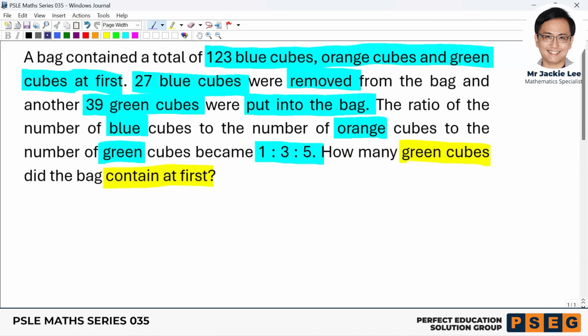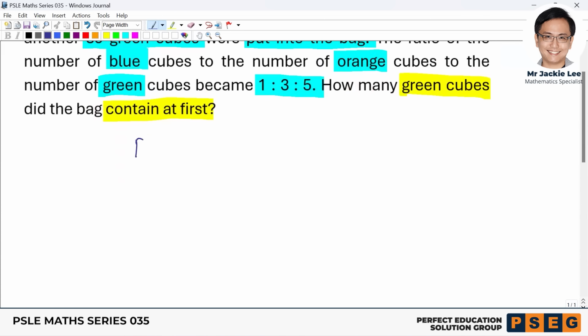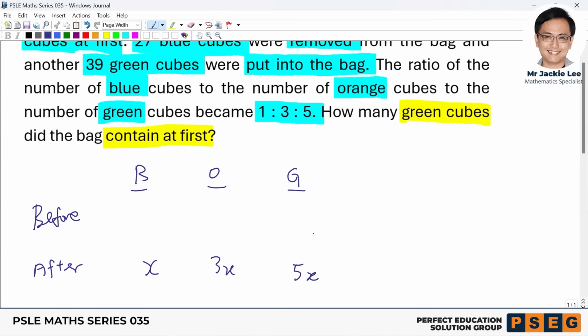Okay, I think this is a before and after kind of scenario. So blue, orange, and green. So before, after. Actually, we can start with the after first because 1 to 3 to 5. So simply say this is x, this is 3x, this is 5x.